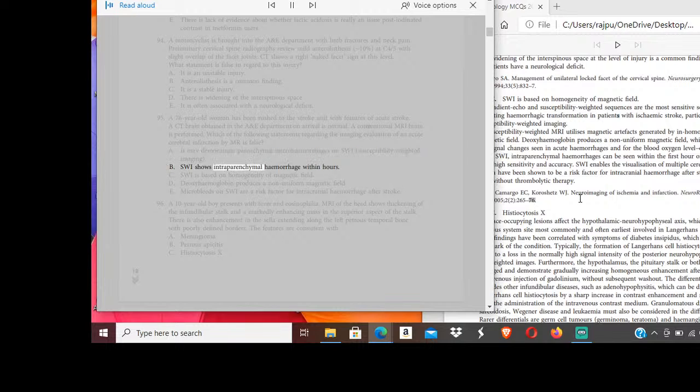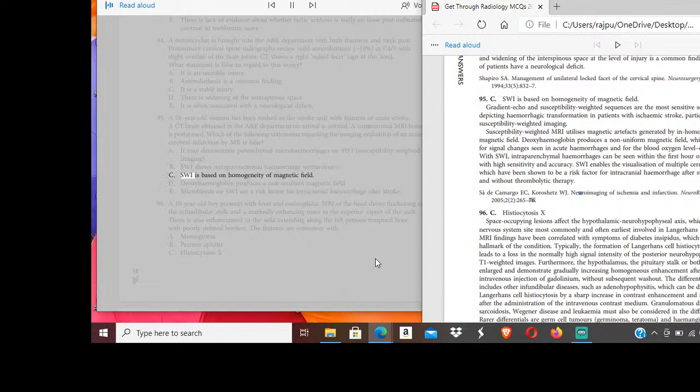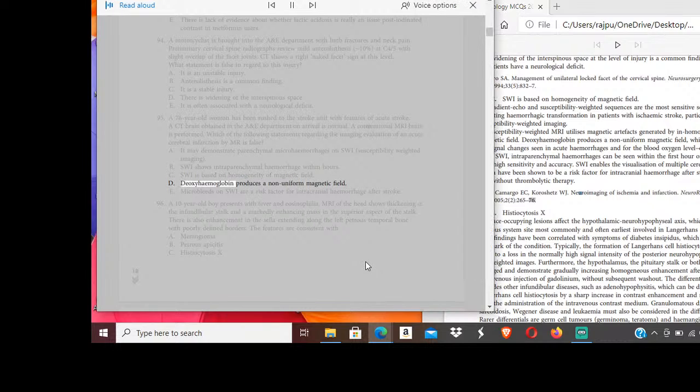Susceptibility-weighted imaging. B. SWI shows intraparenchymal hemorrhage within hours. C. SWI is based on homogeneity of magnetic field. D. Deoxyhemoglobin produces a non-uniform magnetic field. E. Microbleeds on SWI are a risk factor for intracranial hemorrhage after stroke.